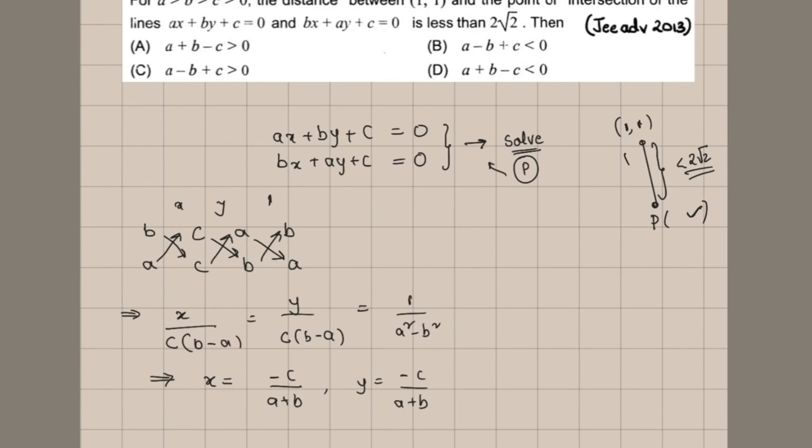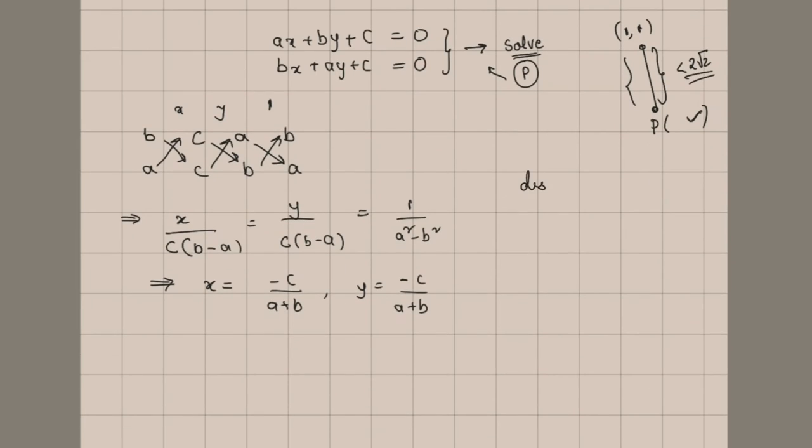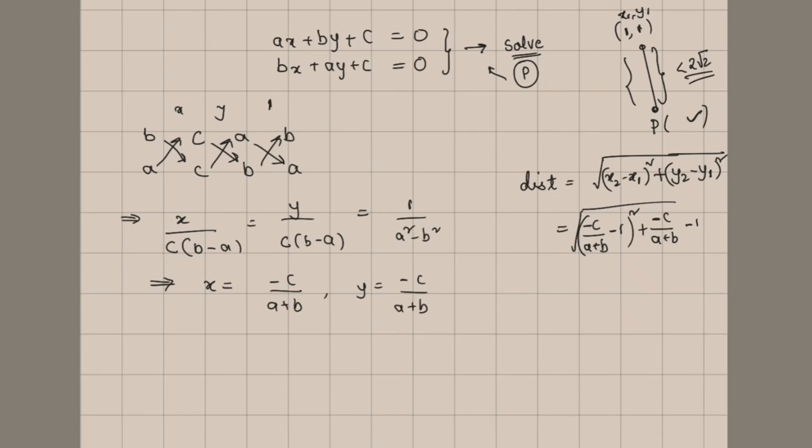Now, distance between these two. What is the distance? Root over (x2 minus x1) or (x1 minus x2), because there is a square, anything will be equal, plus (y1 minus y2) whole square, or y2 minus y1. Anything is the same. Let's say this is x1, y1 and this is x2, y2. So root over (minus c by (a plus b) minus 1) whole square plus (minus c by (a plus b) minus 1) whole square.